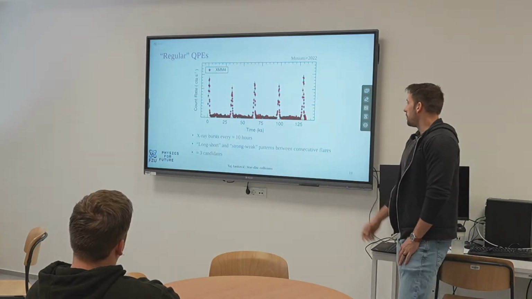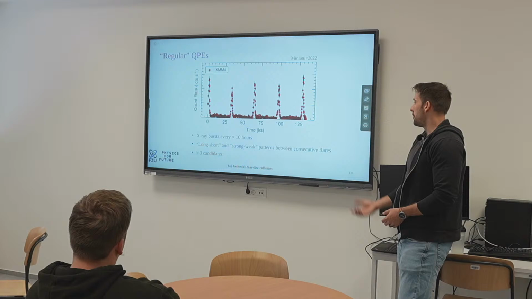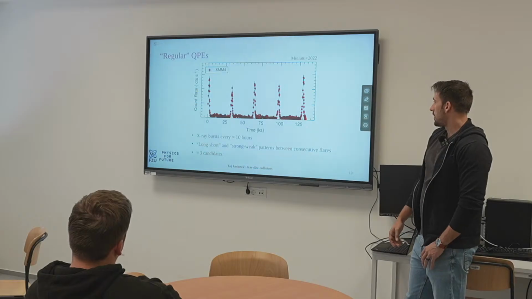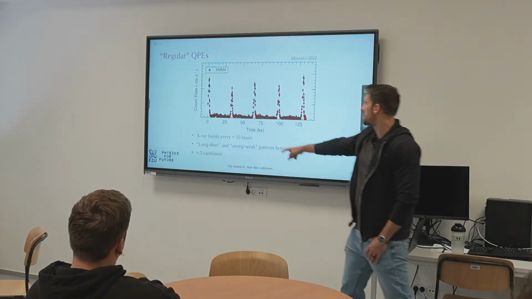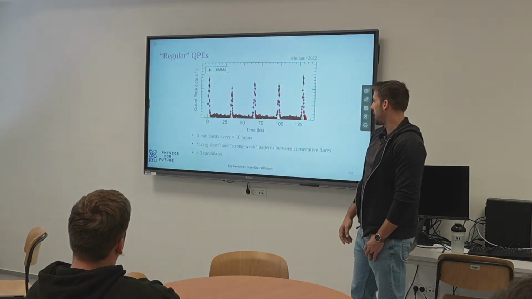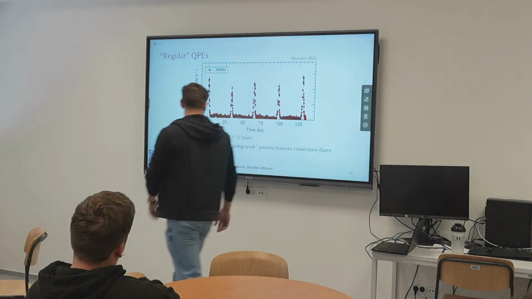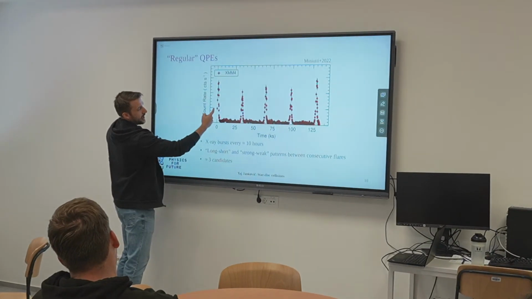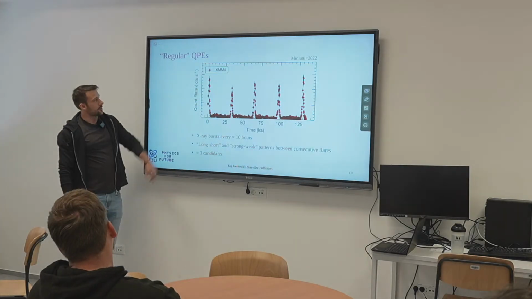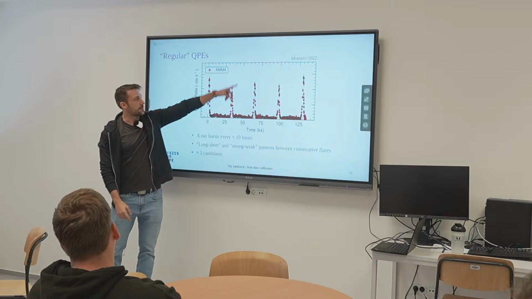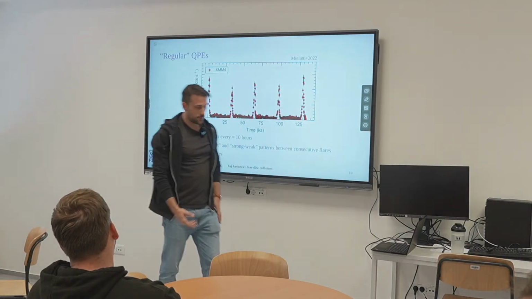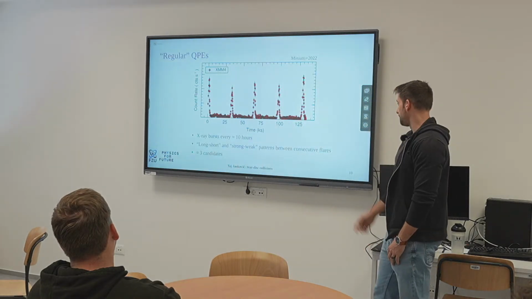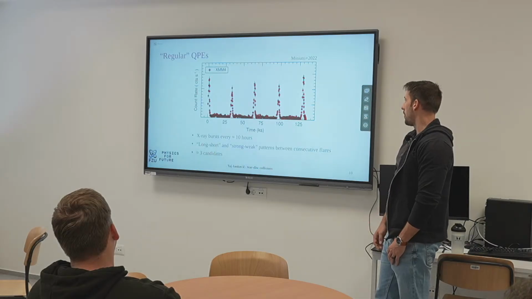These regular QPEs are characterized by bursts, flares, which occur roughly every 10 hours. And we also notice in this flaring a particular pattern. We notice long, short, and strong, weak patterns. Basically, the time between these two flares is a bit longer than between these two flares. And also we see that this flare is stronger, this one weaker, stronger, weaker. So we have this strong, weak, and long, short pattern, which are the main characteristics of these regular QPEs.